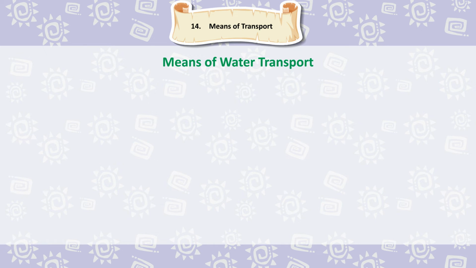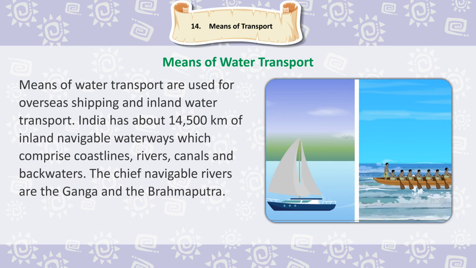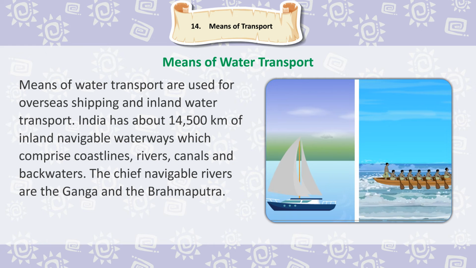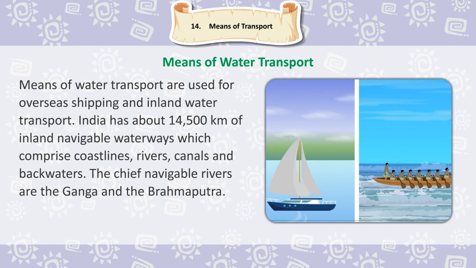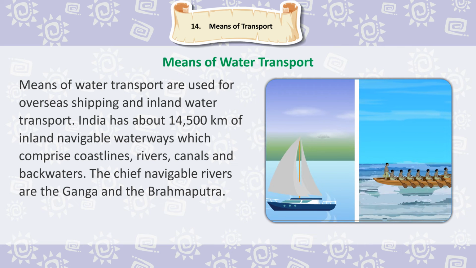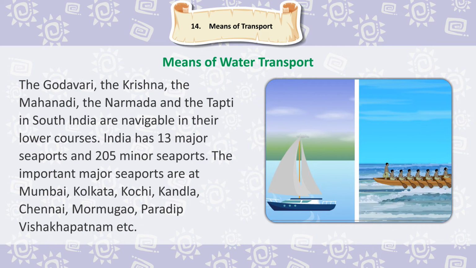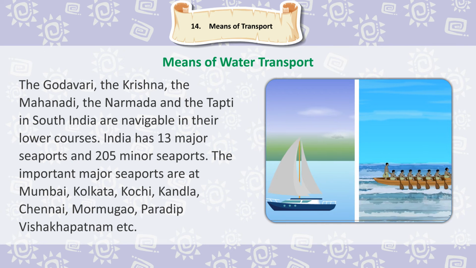Means of water transport. Means of water transport are used for overseas shipping and inland water transport. India has about 14,500 kilometers of inland navigable waterways, which comprise coastlines, rivers, canals and backwaters. The chief navigable rivers are the Ganga and the Brahmaputra. The Godavari, the Krishna, the Mahanadi, the Narmada and the Tapti in South India are navigable in their lower courses.